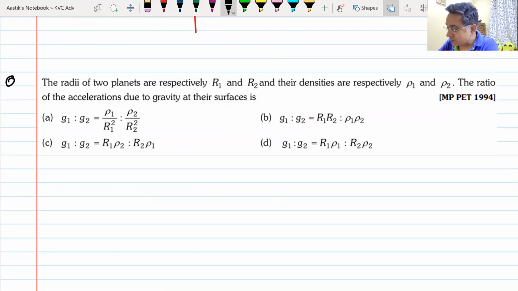Okay, next one. Do it fast, and I will move on. The radii of two planets are R1 and R2. Densities are ρ1 and ρ2. What is the ratio of acceleration due to gravity?